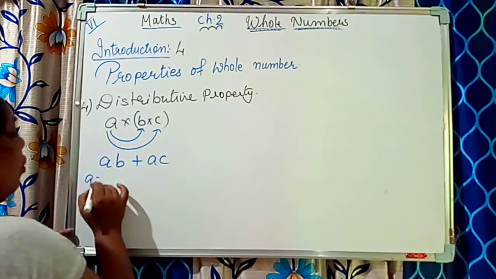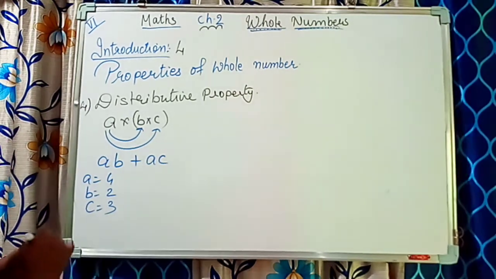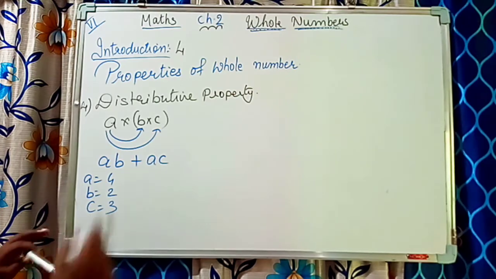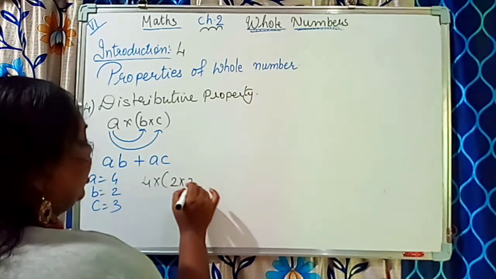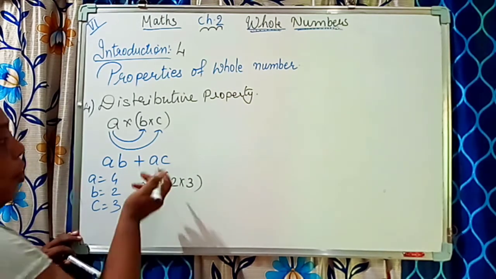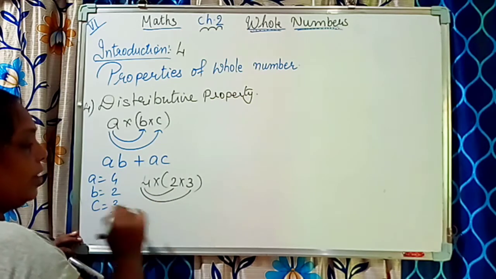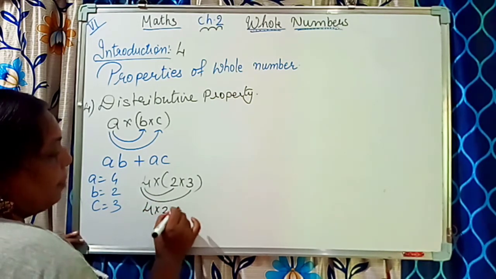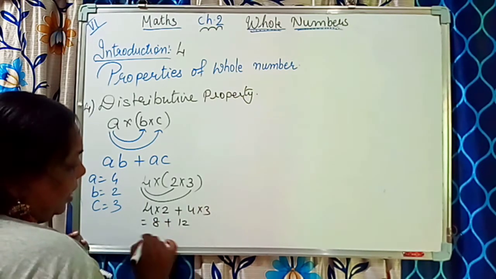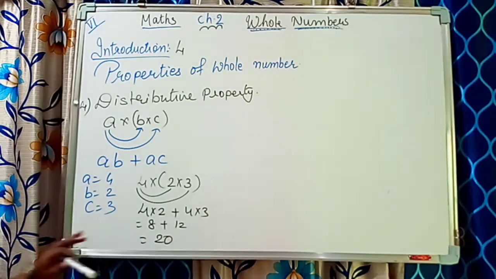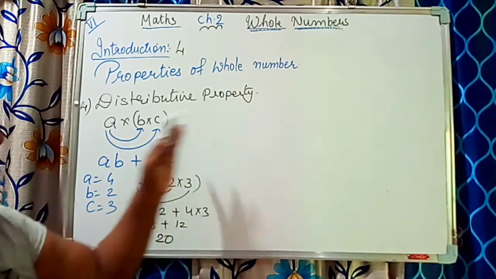A is 4. B is 2. C is 3. Okay, with this example I will say, see 4 into, what is that? 2 plus 3. So what we will do, first we will multiply 4 into 2, then we will go 4 into 3. So 4 into 2 plus 4 into 3, that is 8 plus 12 is equal to 20. Got this distributive answers? Okay, very easily I had explained it with the simple number.